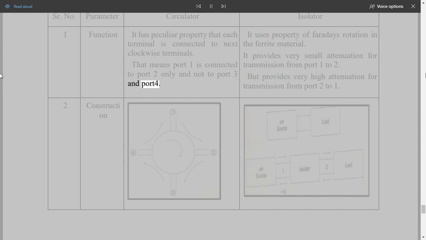It uses the property of Faraday's rotation in the ferrite material. It provides very small attenuation for transmission from port 1 to 2, but provides very high attenuation for transmission from port 2 to 1. 2. Construction.